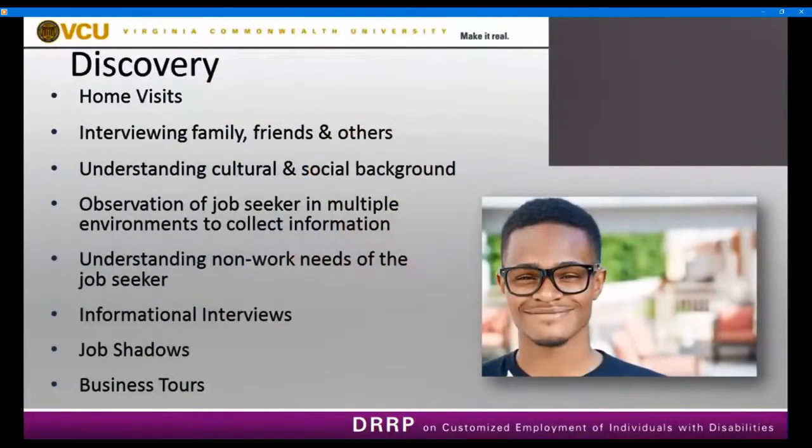The next thing that we do is interview family, friends, and other support folks who are involved in the individual's life. This gives us a different perspective on the young person or the adult that we're working with. Oftentimes, I might see myself one way, but my family and friends may see me in a different light and may see strengths that I didn't realize I have. So it's important to gather that information from friends and family.